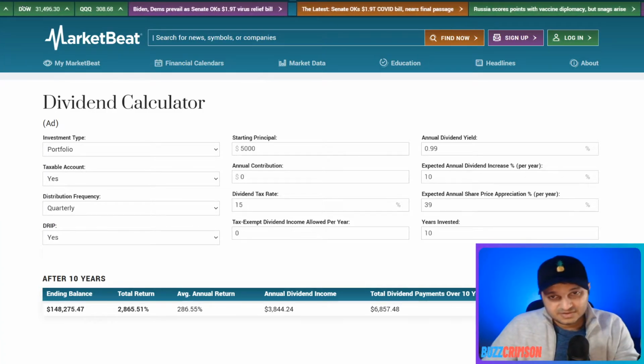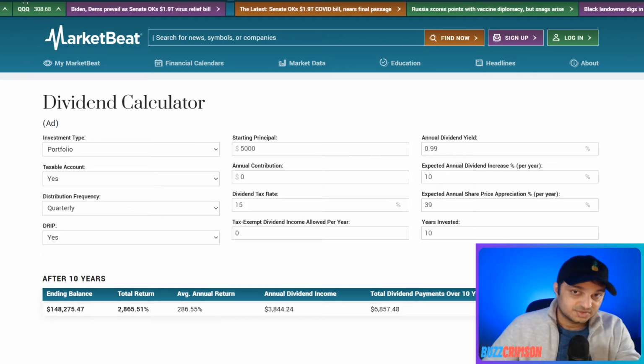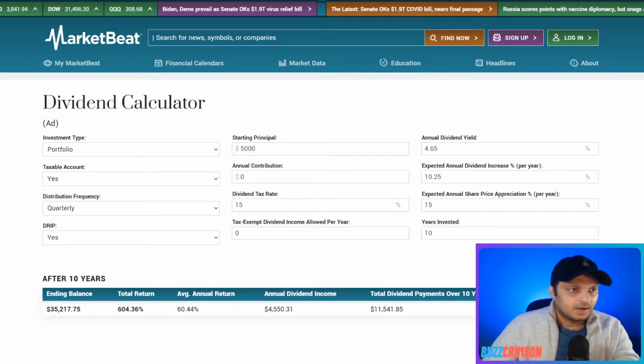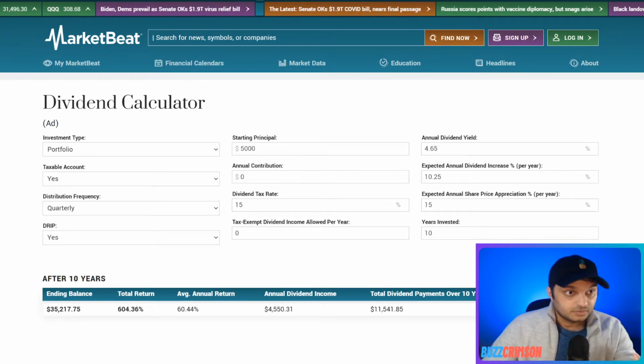I invest $5,000 and I look at their recent financials to simulate what would happen with that $5,000 over 10 years. Here's Microsoft. $5,000 would turn into about $148,000. Insane return. AbbVie, same situation. $5,000 turned into $35,000. Very good return, right?